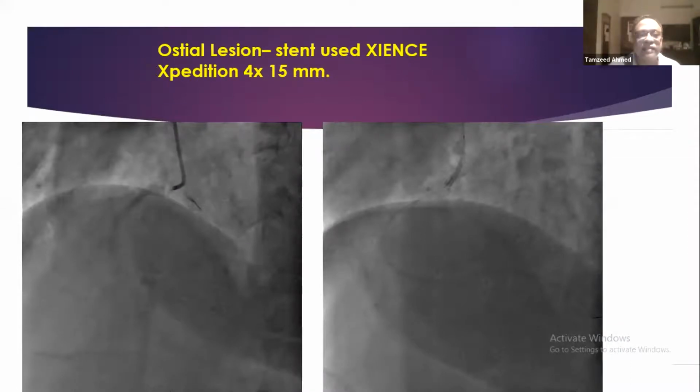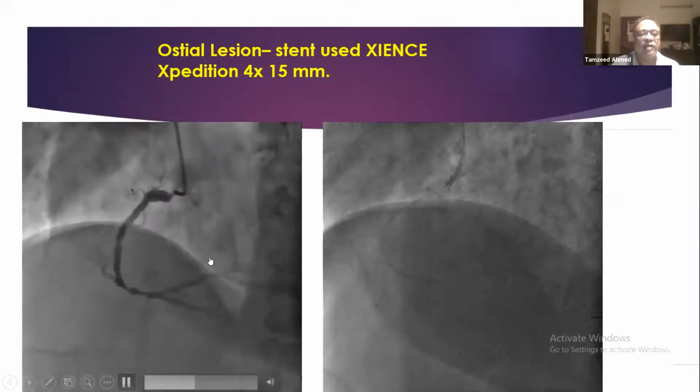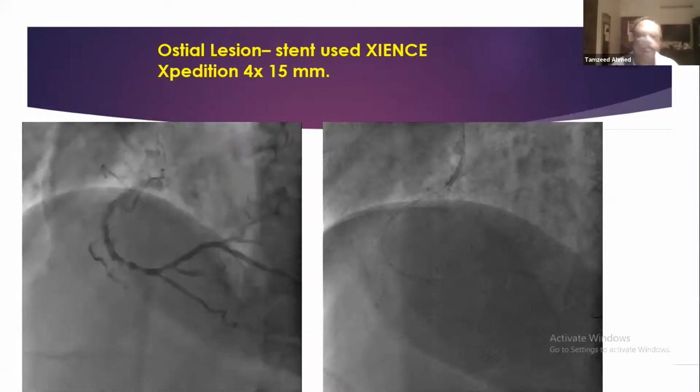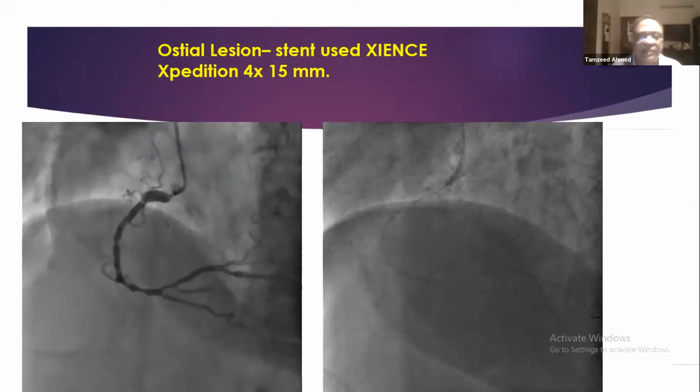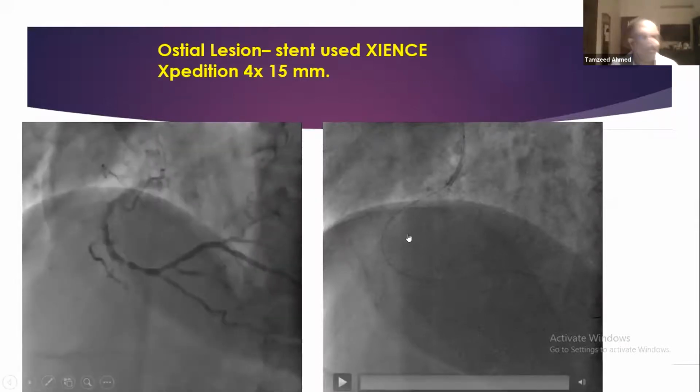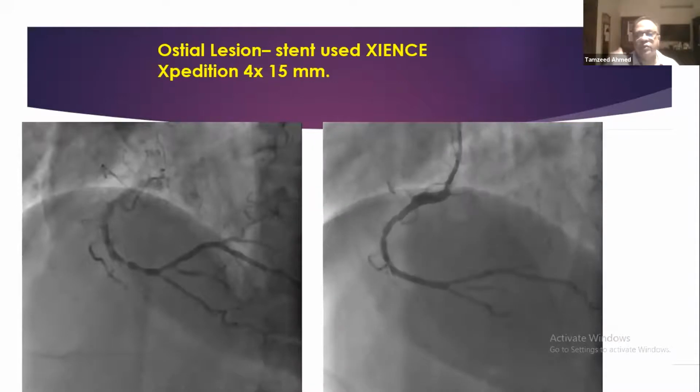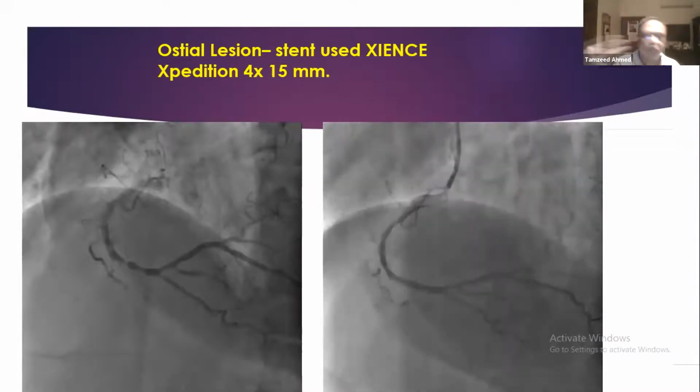This is another case with an ostial lesion. And I've chosen a Xience stent. Why did I choose Xience in an ostial lesion like this? The reason is because Xience, I believe, has very good radial strength. It is actually both closed and open, that is a hybrid type of structure. So it gives better radial strength.